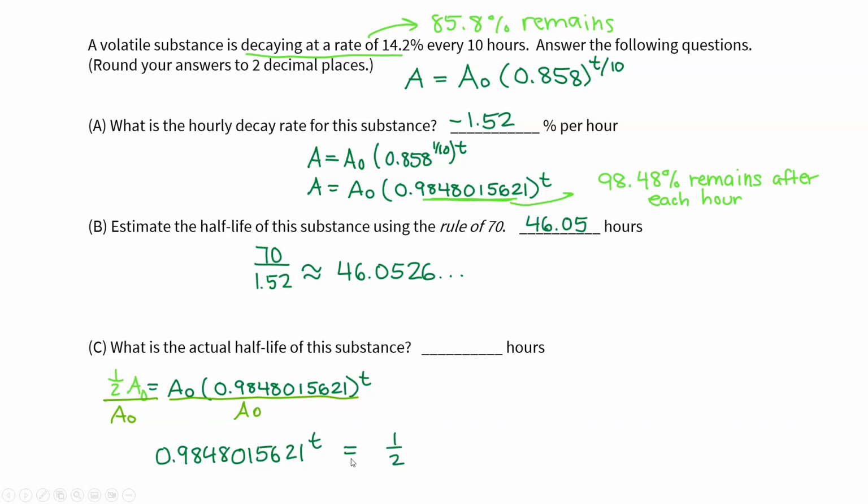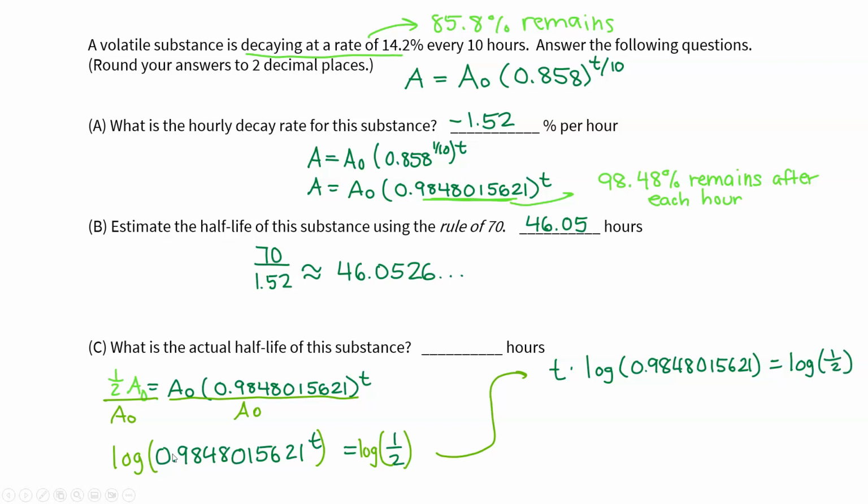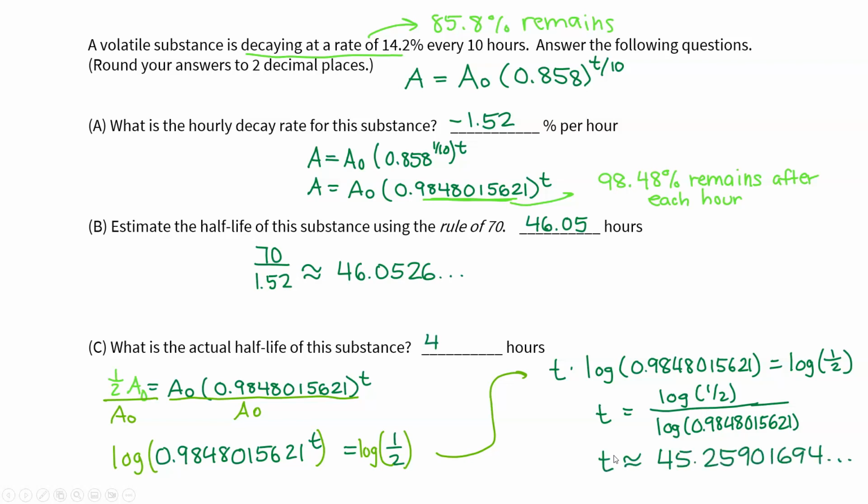I would then use a logarithm to figure out what's going on here, because putting the logarithm here lets you move this t in front and make it a multiplication. And so I have the logarithm of that large base equaling the log of 1/2, which means that the time would be the log of 1/2 over the log of 0.9848, so forth and so on. And then you would get about 45.259, or about 45.26 hours.